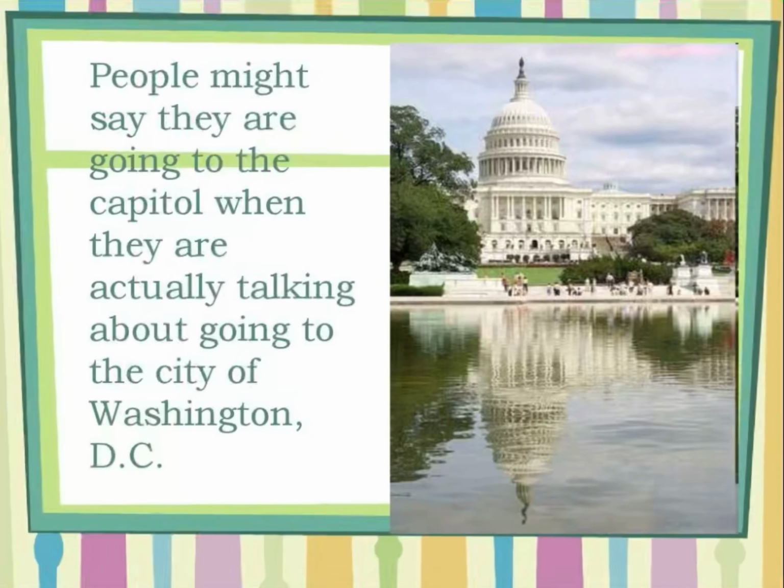Another example for metonymy. People might say they are going to the Capitol when they are actually talking about going to the city of Washington, D.C. So here the word Capitol is used as a metonymy to denote the city of Washington, D.C. We can also say that I am going to Capitol. Here I mean I am going to Delhi, which is my capital.